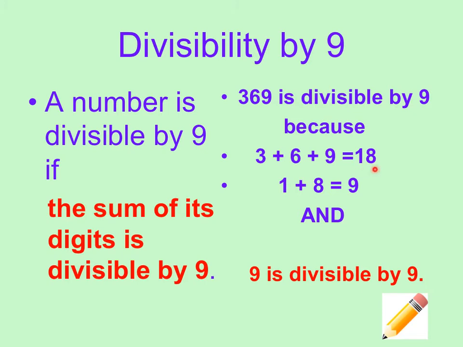And you may stop there and say, I know that 9 times 2 is 18. So 369 is divisible by 9. But you could go even further and take your 18 and add 1 plus 8 to get 9. And since 9 is obviously divisible by 9, you know that 369 is divisible by 9. Make sure to complete your notes so that it tells you a number is divisible by 9 if the sum of its digits is divisible by 9.